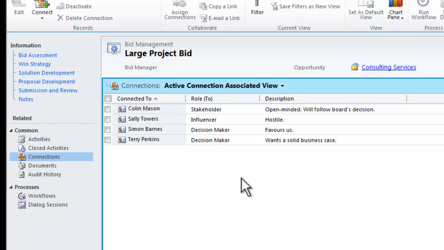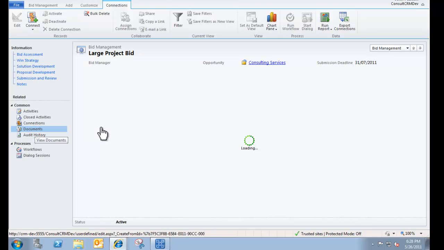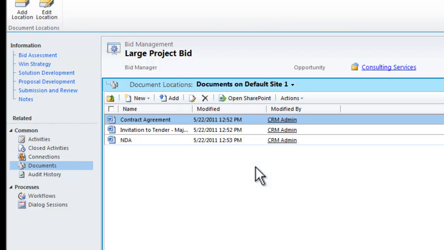Finally, in terms of documentation, you can store all of the documents around the bid in one place. So here you can store them in a centralized repository, and in this case there is a direct ready-to-go link into SharePoint, so you can put all the version control and all of those strong controls that you need around the documents. Equally, if you prefer to keep things very simple, you can simply use the standard CRM facilities and just attach a file directly to the bid as you see fit.